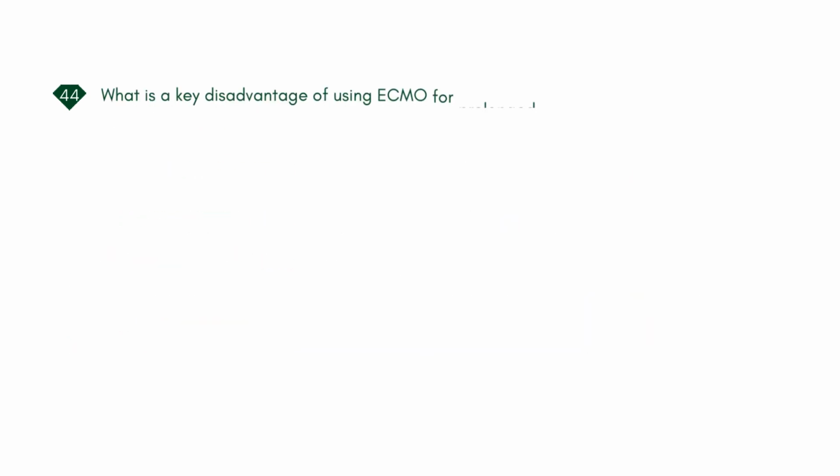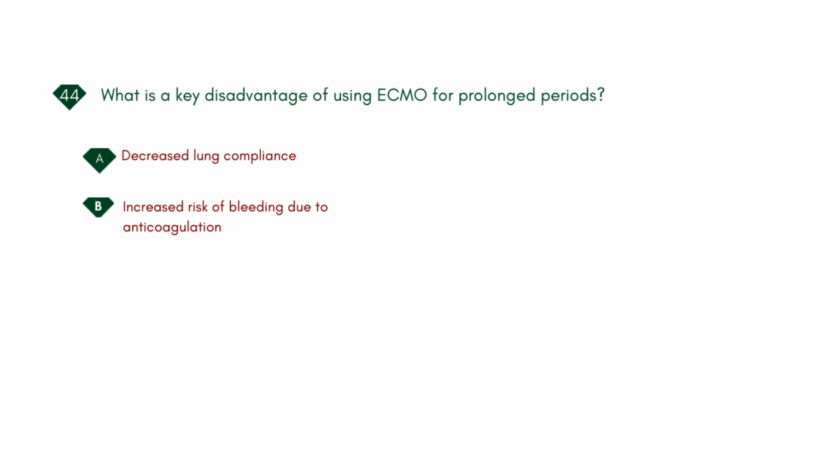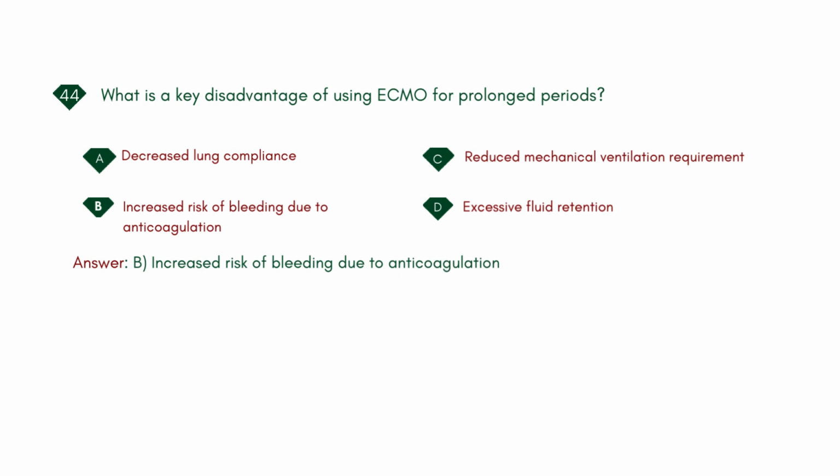What is a key disadvantage of using ECMO for prolonged periods? A. Decreased lung compliance. B. Increased risk of bleeding due to anticoagulation. C. Reduced mechanical ventilation requirement. D. Excessive fluid retention. Answer: B. Increased risk of bleeding due to anticoagulation.